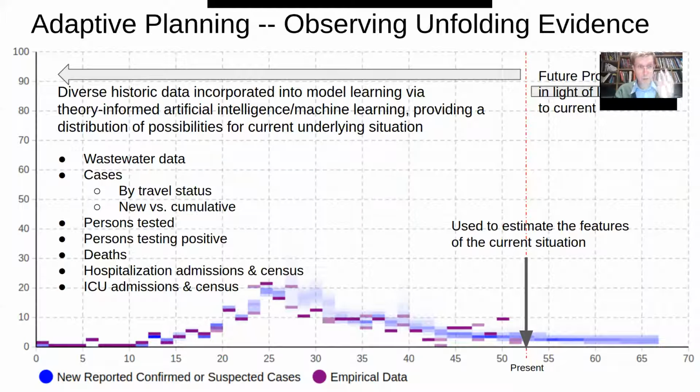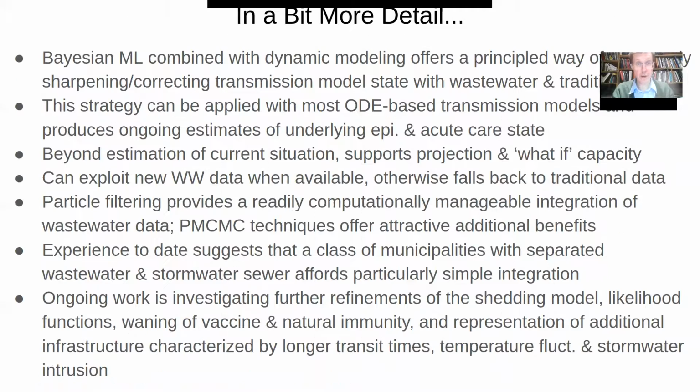So here we're using this machine learning AI type method to integrate together a diverse set of time series, notably including wastewater data, to provide an estimate of the current situation right now as articulated in terms of the model. And we use that then to project forward. This is an approach we've used with a dozen or so other conditions and pathogens, and which a growing number of others across the world are using. To the best of our knowledge, we're the first applying it to wastewater. So in a bit more detail, Bayesian machine learning combined with this dynamic model provides this way of updating our model state.